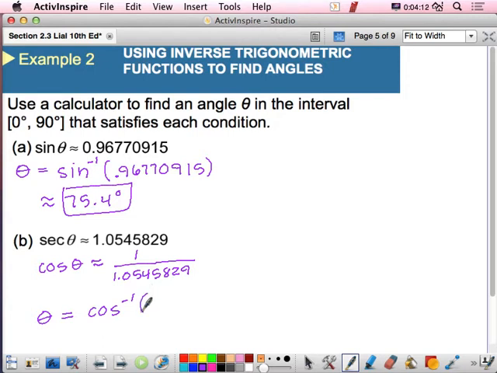Second cosine of 1 divided by 1.0545829. And that's what you need to type into your calculator. So you're doing the second cosine because you're doing secant, and you're doing the fraction because you're looking for the angle. Yeah, you only get 3 choices: second sine, second cosine, or second tangent. So we have to choose that first, and then since secant is related to cosine, let's go type that in and see what we get.